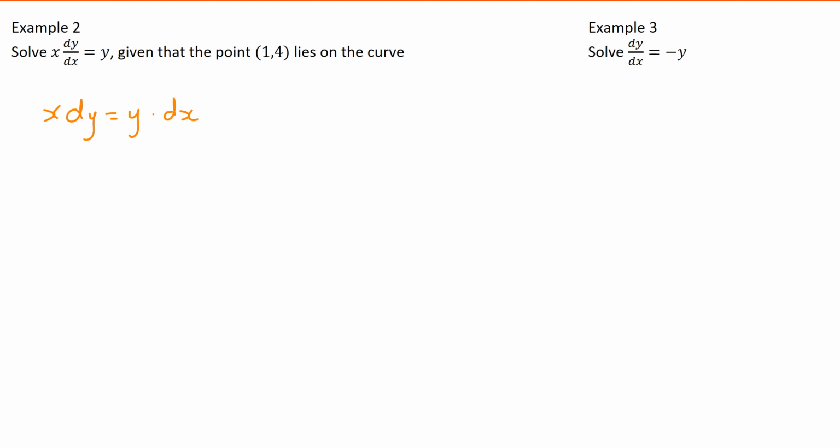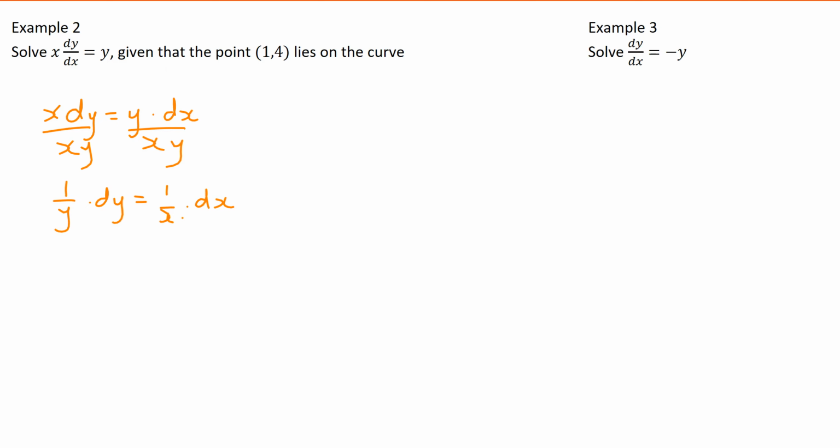But I can't integrate here, can I? Can't integrate x with respect to y, can I? So what do I have to do? Yeah, divide both sides by x and divide both sides by y, which leaves me with 1 over y dy equals 1 over x dx. Now what can I do?